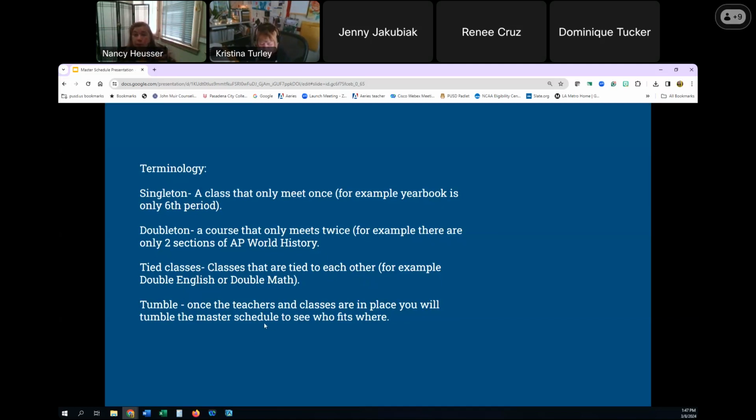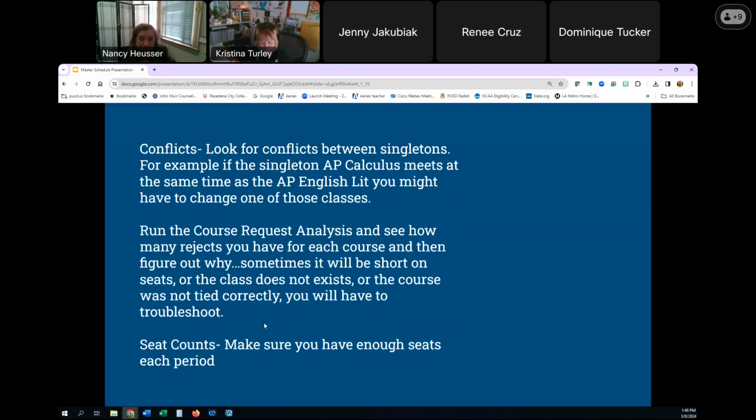And tumble, I just used the word. Tumble is when we actually push the button and have the schedulers schedule everyone for us. There's an individual tumble button, and then there's a whole school one. When you do the whole school one for the first time around, you're hoping to get a really high percentage. It doesn't always happen, but you're hoping to get a high percentage.